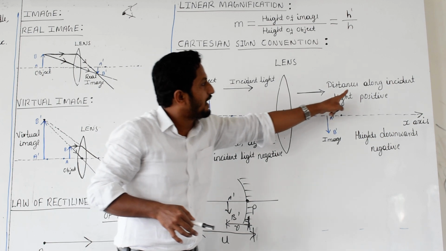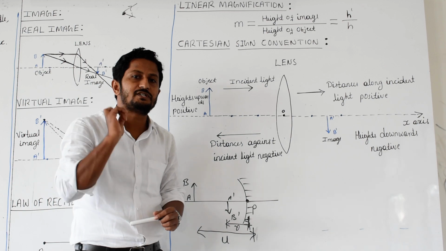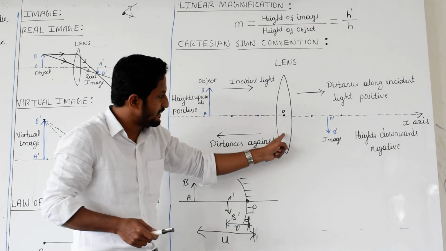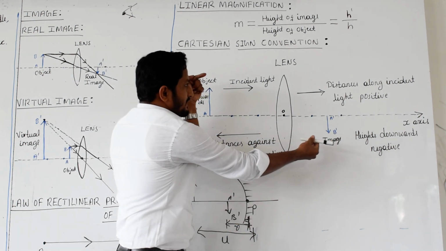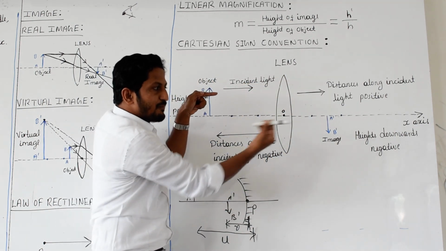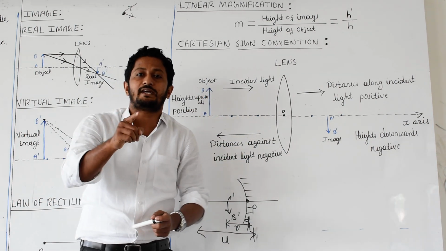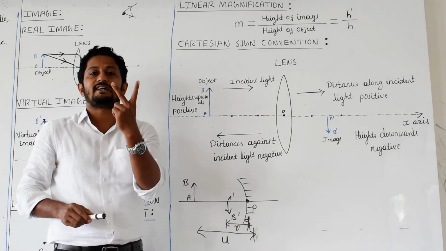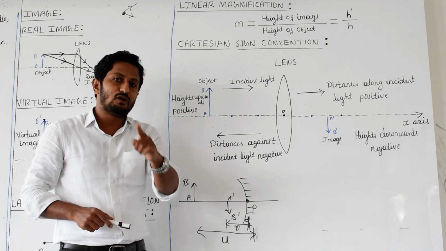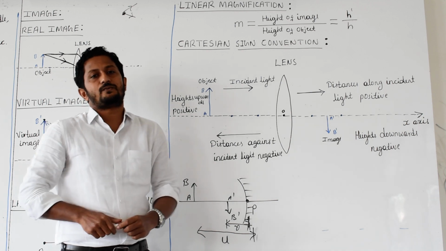Distances measured along the incident light ray direction are taken as positive. Very important. Have you understood what "along" means? In this one, the image distance is like this, and the incident light ray is also like that. Both are along the same direction. If your measurement is along the direction of the incident light ray, then you have to take that measurement as positive. This is the second sign convention. The distances measured along the direction of incident light ray are taken as positive.